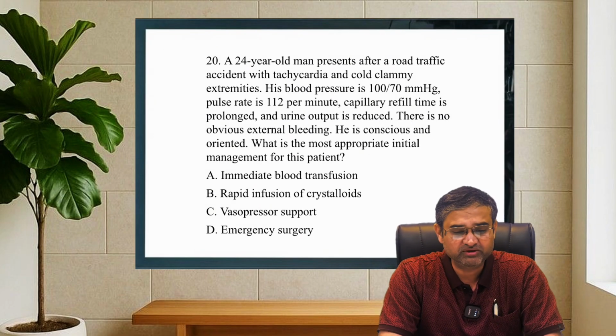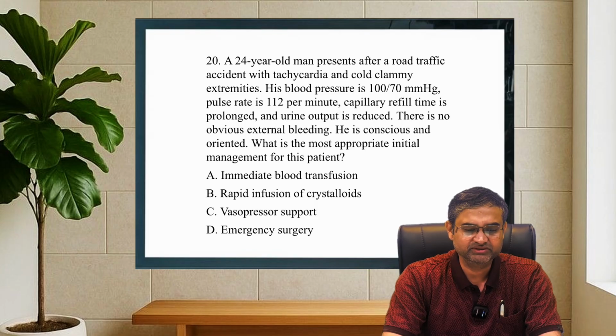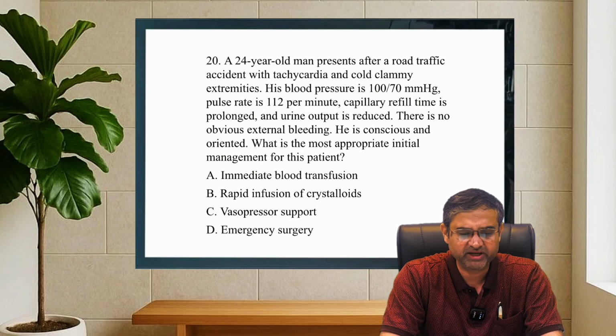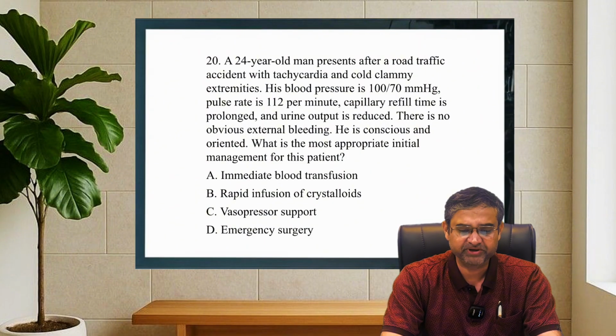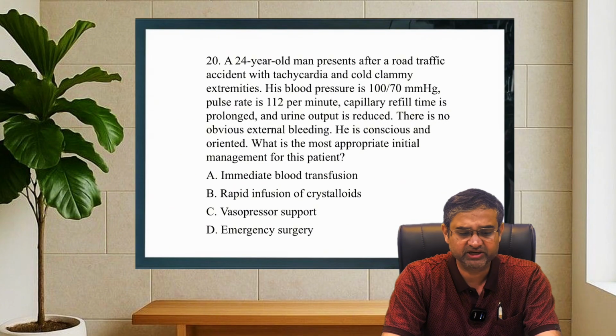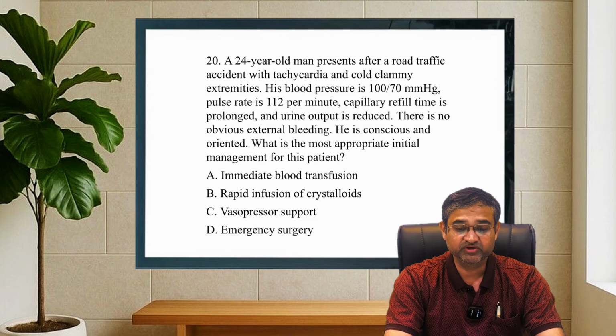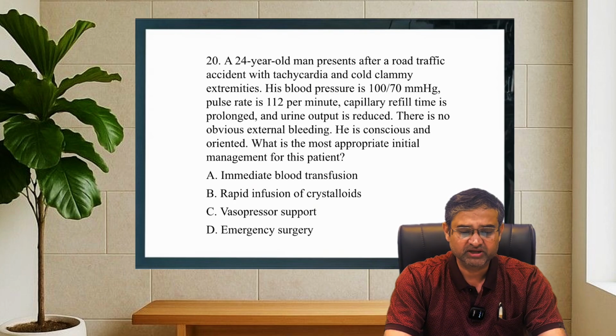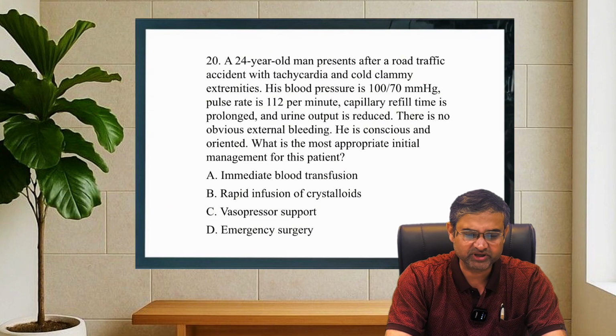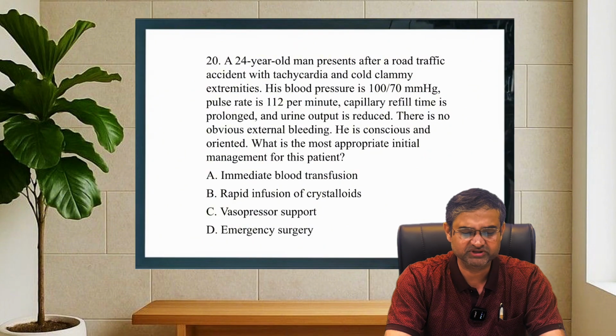So we move on to our last question, the 20th question. A 24-year-old man presents after a road traffic accident with tachycardia and cold clammy extremities. His blood pressure is 100 by 70 millimeter of mercury. Pulse rate is 112 per minute. Capillary refill time is prolonged and urine output is reduced. There is no obvious external bleeding. He is conscious and oriented. So, what is the most appropriate initial management for this patient?